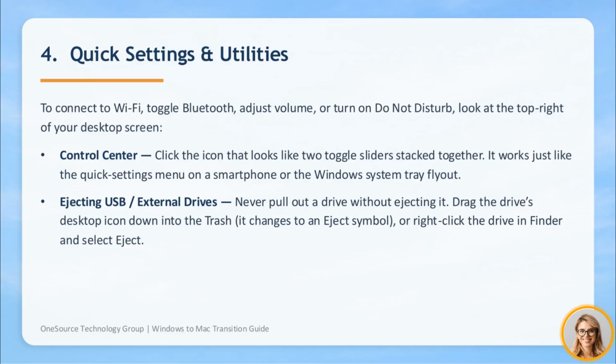Another important utility is safely ejecting USB or external drives. Never simply pull out a drive without ejecting it first. You can do this by dragging the drive's desktop icon down into the trash, which will change to an eject symbol, or by right-clicking the drive in Finder and selecting Eject.